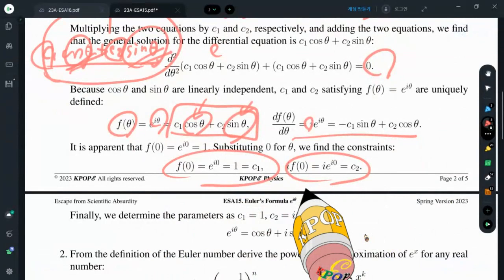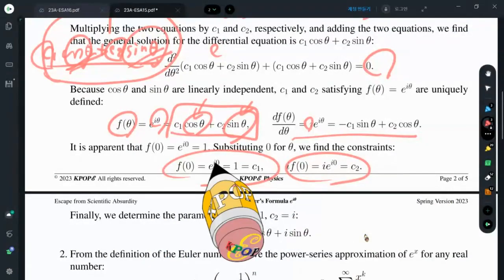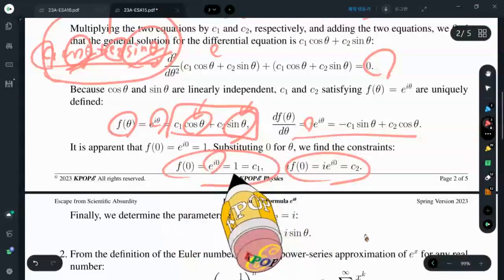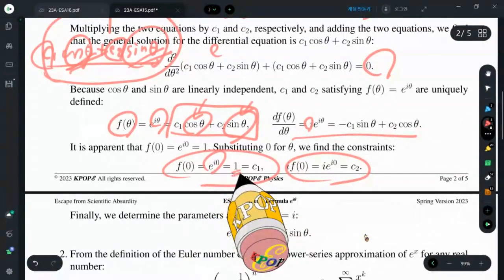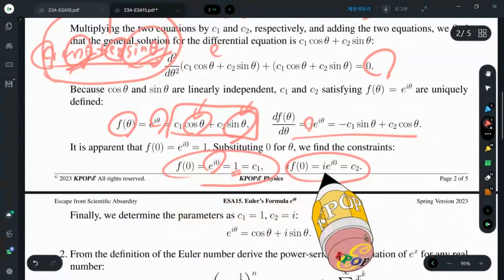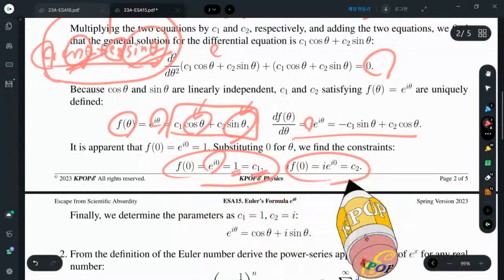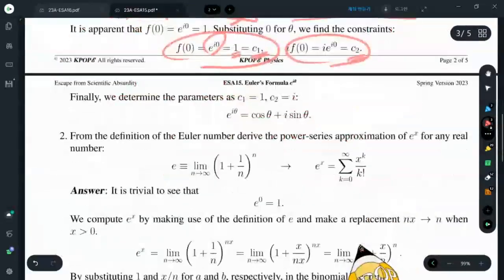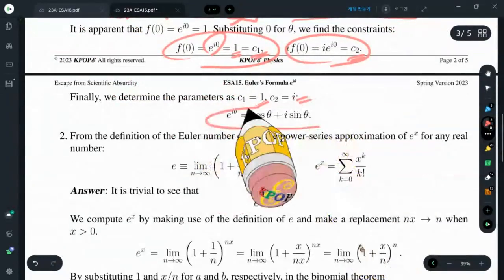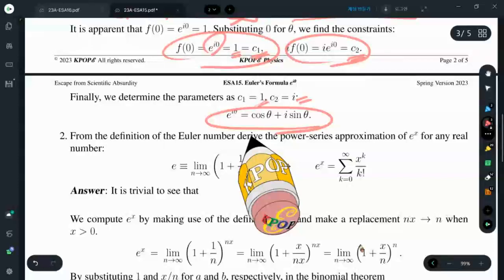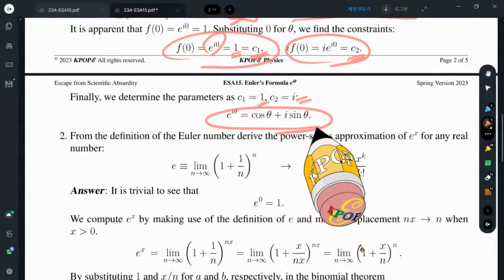the initial condition, for example, at angle theta equals 0. At theta equals 0, this function should be 1, and its derivative should be i times 1. As a result, I can determine these coefficients to finally determine the expansion of e to the i theta to be cosine plus i sine.